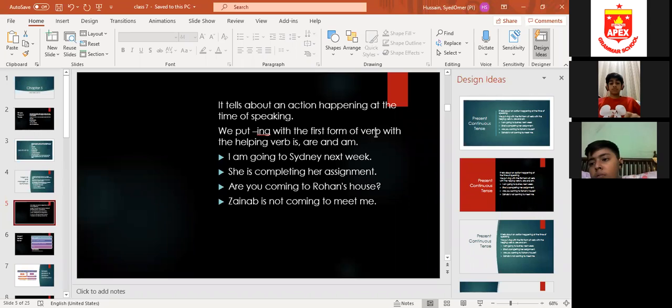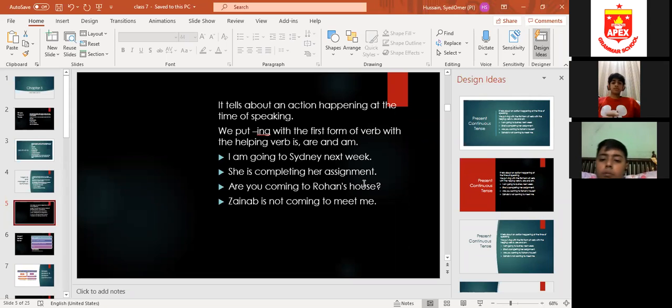So in all continuous tenses, we put ing with the base verb. First form of verb means the base verb. You only have to change the helping word. If it is present, obviously the helping verb will be is, are, am. I'm going to Sydney next week.